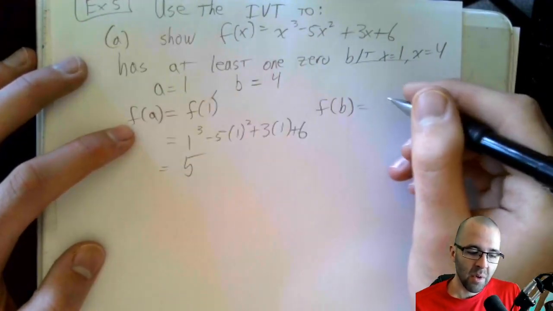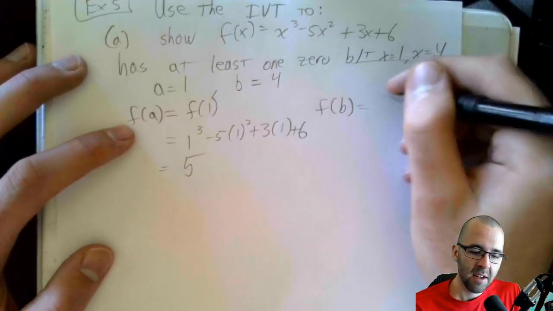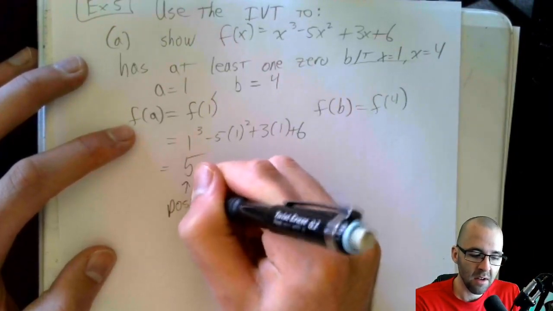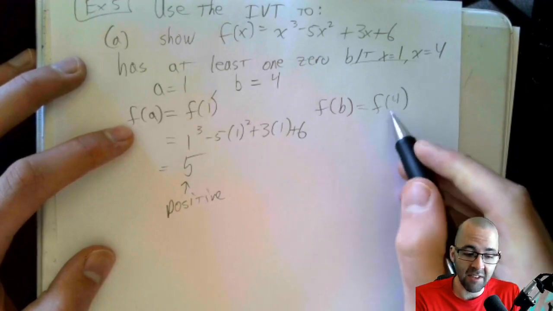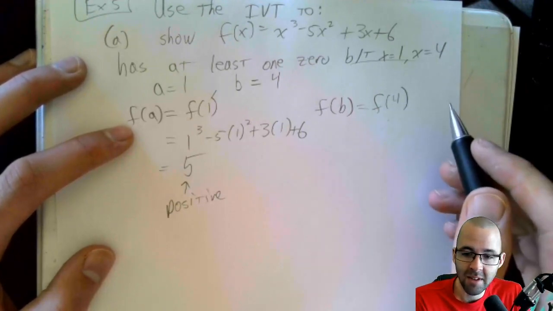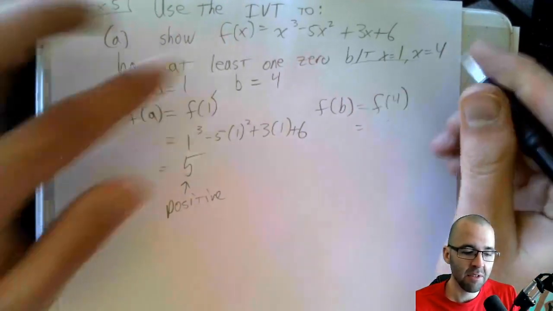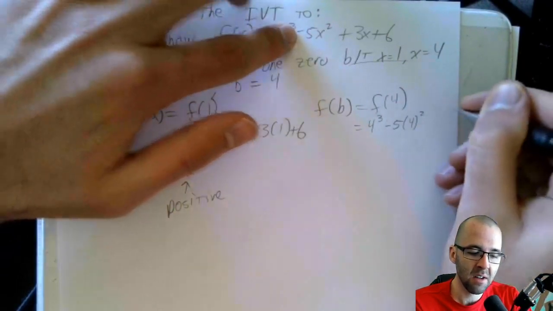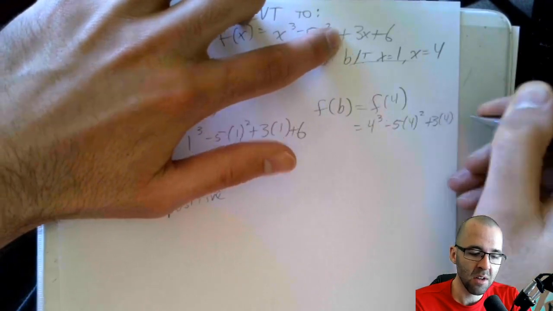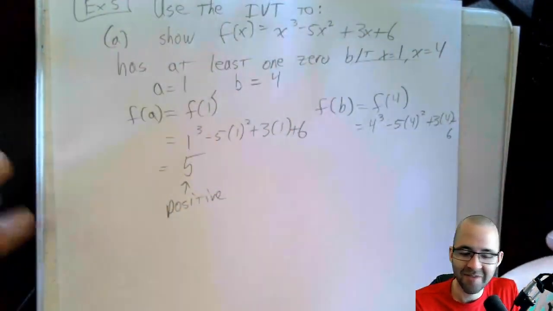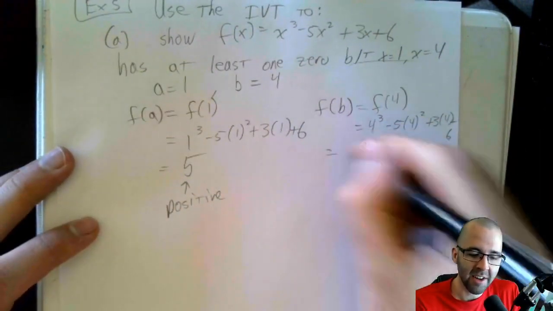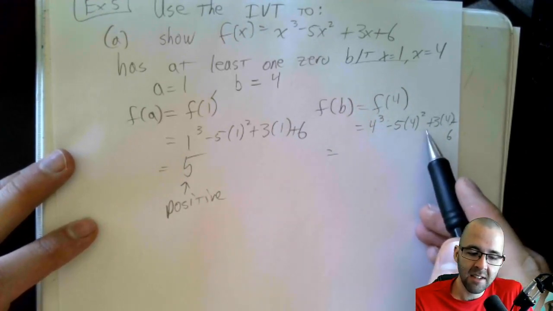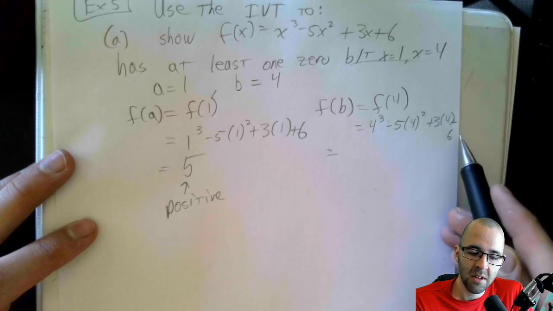So what we have right here, f of b is just f of 4. Again, this is positive. Hopefully this is negative. If this is not negative, we're going to have a problem. So what is f of 4? That's going to be 4 cubed minus 5 times 4 squared plus 3 times 4 plus 6. Type that into your calculator. You're going to get 64 minus 80 is negative 16 plus 12 is negative 4.